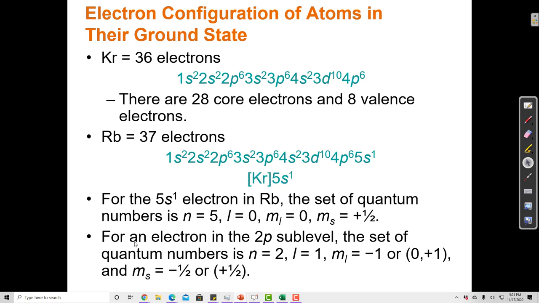Okay, so for an electron in the 2p sublevel, a set of quantum numbers would be n equals 2, l equals 1, because l equals 1 for p orbitals. ml could be minus 1 or 0 or plus 1, and it could have any of those values, because in 2p there are three degenerate orbitals: minus 1, 0, and plus 1. And ms could equal minus 1/2 or plus 1/2, because there are two electrons; one of them could be spin down, minus 1/2, or it could be spin up, plus 1/2.